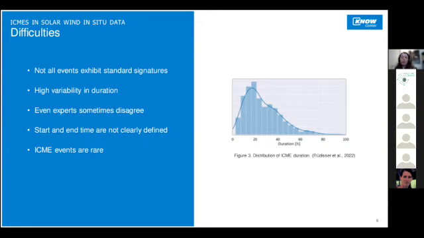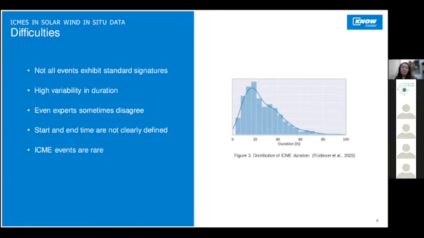As already discussed, even experts sometimes disagree about an event being an event or not. And this is not the only thing that is disagreed about. The start and the end time are also very vague. There's no strict criterion saying, okay, this is where the event starts, this is where the event ends. So that is another thing experts sometimes disagree about. And what is more, on top of all of these problems, ICME events are rare. Most of the time, nothing happens, and we do not have that many events, as we could see in the plot before.